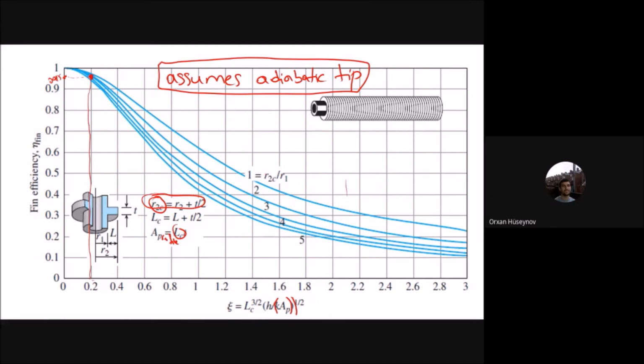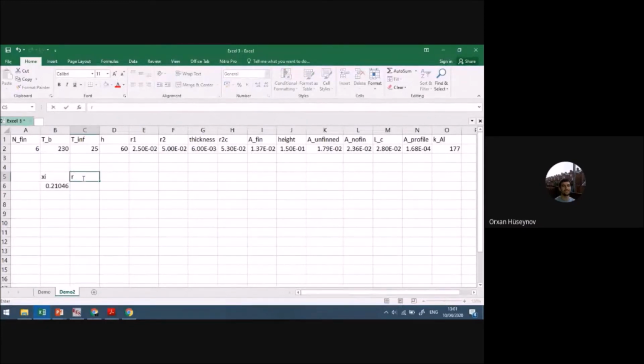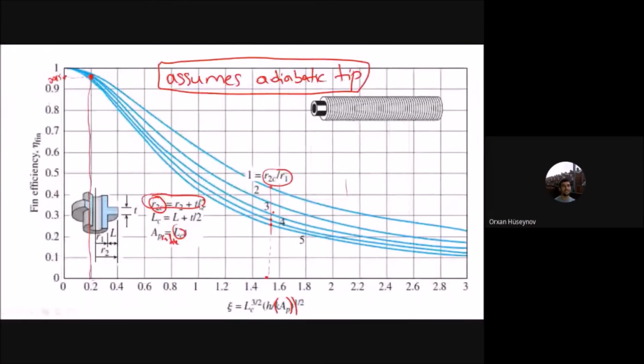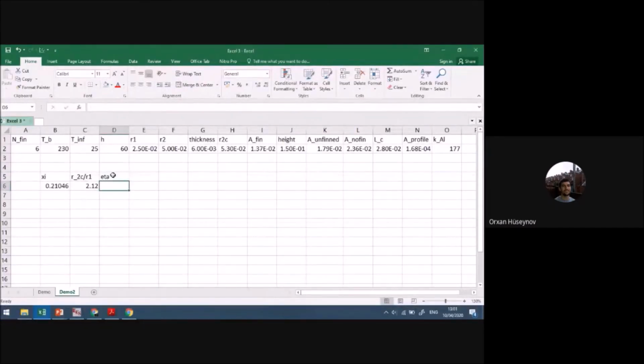You can also calculate this R2c by R1. For example, you see one line, two, you have different lines. You should select one of them according to the problem. For our case, we don't need it, but you can find it. R2c by R1 will be equal to the corrected length divided by R1, and you can make it general, 2.12. You see this line is our line, but anyway, it doesn't make any problem here. So efficiency is 0.95. This one is from the chart.